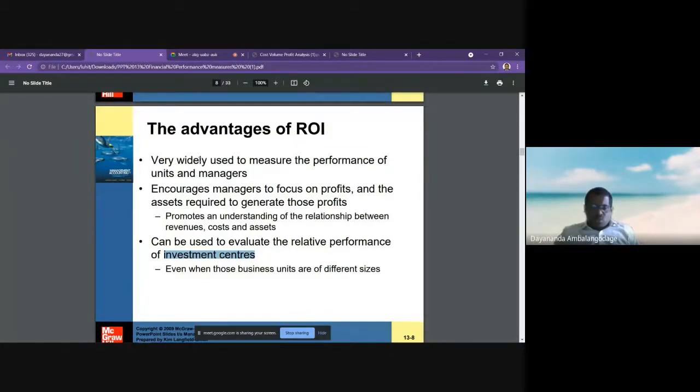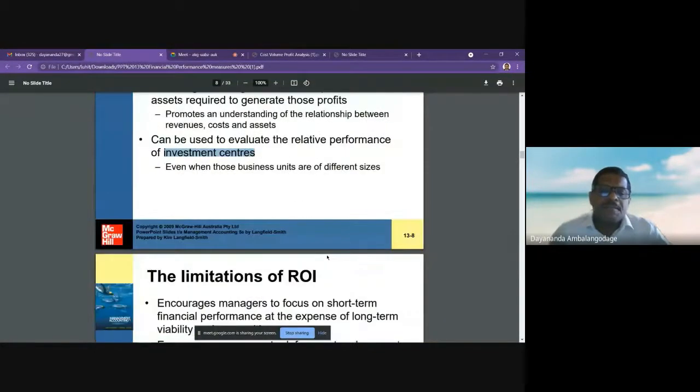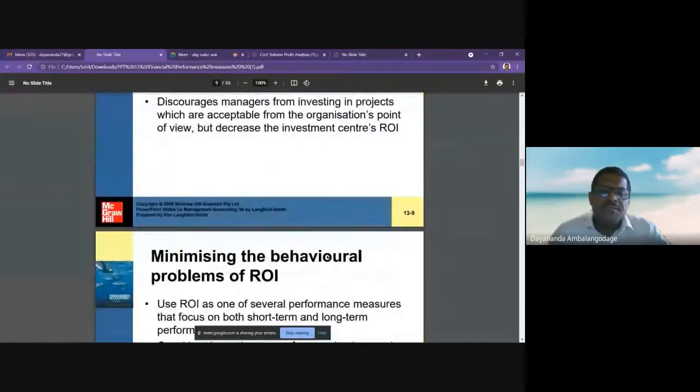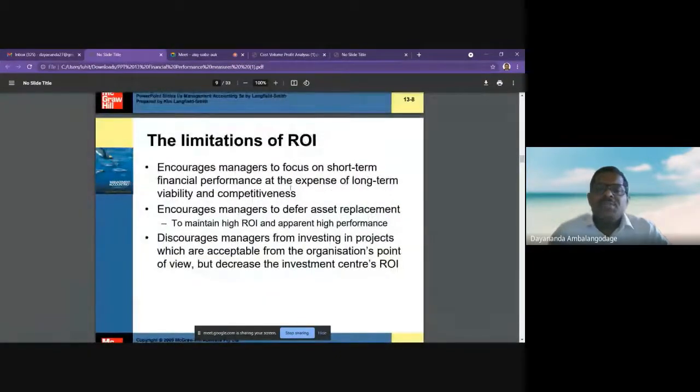Okay, that's another advantage of ROI. So what are the advantages? It is simple, widely used, encourages profit focus, and it can compare. It's a relative measurement, thereby you can compare performance with other investment centers. Then the limitation of ROI: of course, it encourages managers to focus on short-term financial performance at the expense of long-term viability and competitiveness. So profit is a short-term measurement. Profit is not a longer-term measurement.